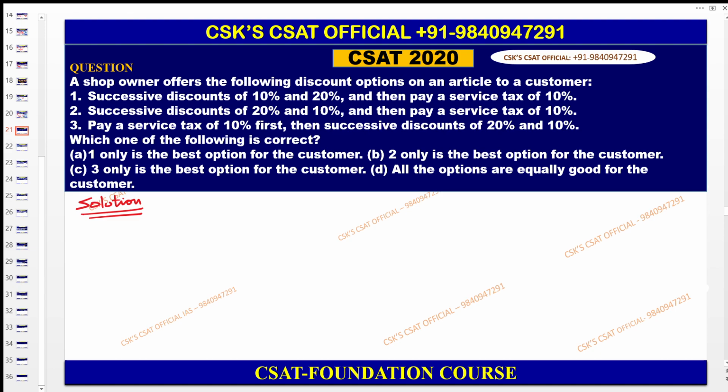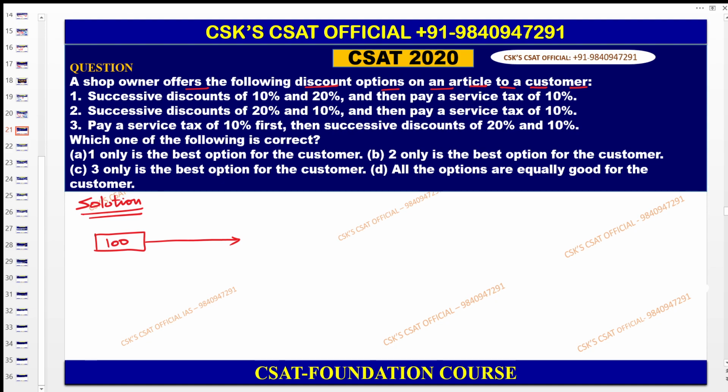The shop owner offers the following discount options on an article to a customer. 3 options provided, or else 3 statements also you can take here. Which one of the following is correct? Now we need to find here which one of the following is correct. You don't know the initial price of the article. Take the initial price of the article as 100. Now go with the first one.